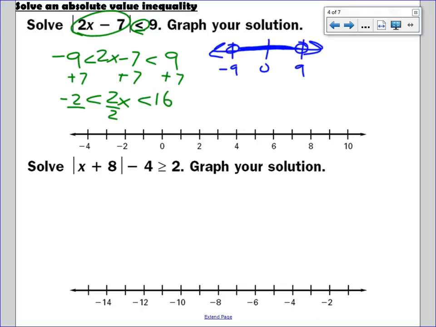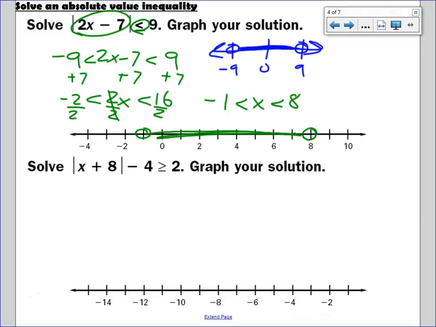Now divide by 2 to get x by itself. Dividing by a positive, so the signs all stay. And that leaves me with negative 1 less than x less than 8. My boundaries are at negative 1 and 8. Doesn't include them, so they're empty circles. That's everything in between. Okay.